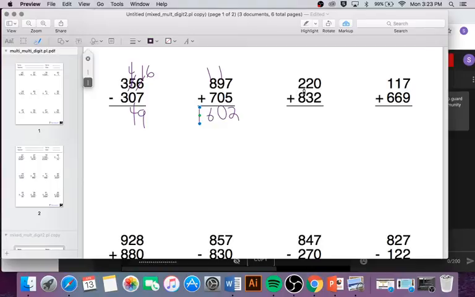Our next problem is 220 plus 832. So we start in the ones column and we have 0 plus 2, which is 2. We move over to the tens column. We have 2 plus 3, which is 5. We move over to the hundreds column. We have 8 plus 2, which is 10. So we put down our 0. And because we don't have any other numbers to add, we'll put down our 1 in front of it. So our answer to 220 plus 832 is 1,052.